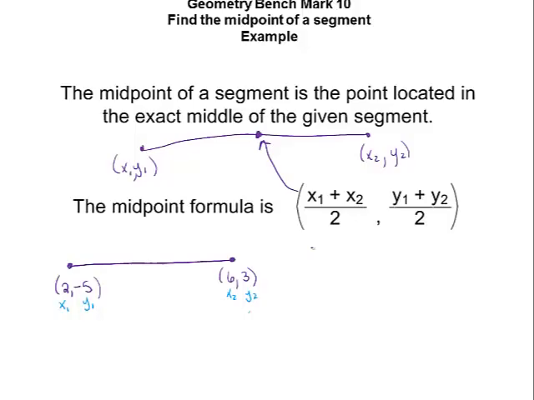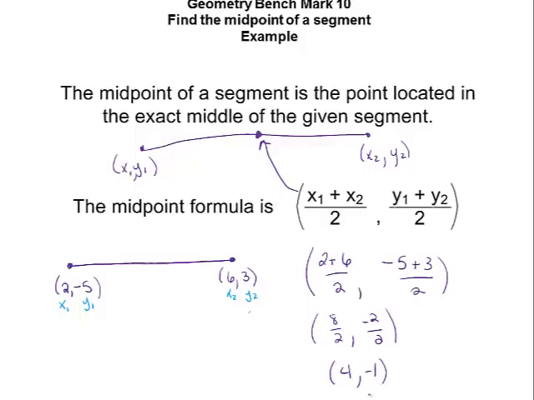So then I plug that into this formula. So I have 2 plus 6 divided by 2 and -5 plus 3 divided by 2, which gives me 8 over 2 and -2 over 2, which gives me 4, -1. That would be the coordinate of this midpoint.